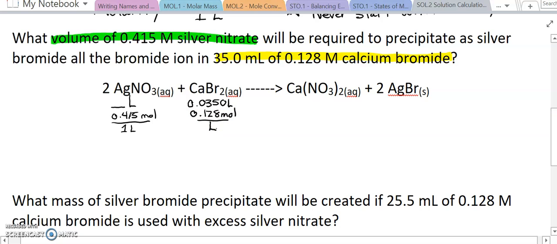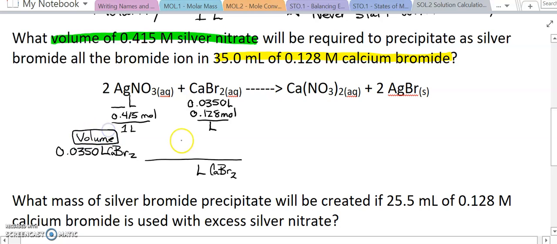Well, I'm going to start with what they give me, 2 pieces of information. And since I never start with the molarity, I'm going to start with the volume. And I know I have 0.0350 liters of calcium bromide. And that means that when I'm setting this up, I'm going to have to put liters of calcium bromide on the bottom because I want to get rid of it and change it to something else. So I'm going to start with my volume, and I am going to use my molarity to get me to moles.